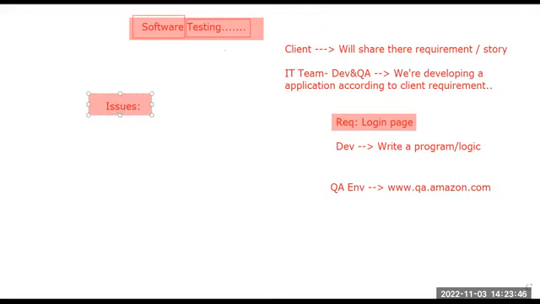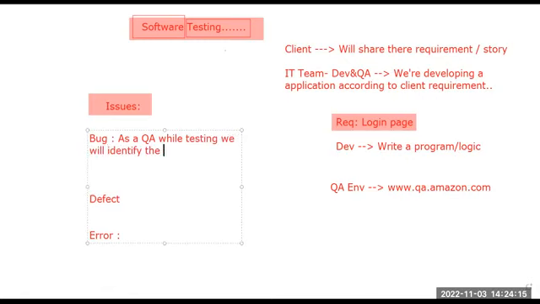But in the technical term, what can we call this? Bug. There are three terms we have: bug, defect, and error. So let's discuss them. So bug is nothing but what? As a test engineer, as a QA, while testing, we will identify issues, and those issues we call a bug.